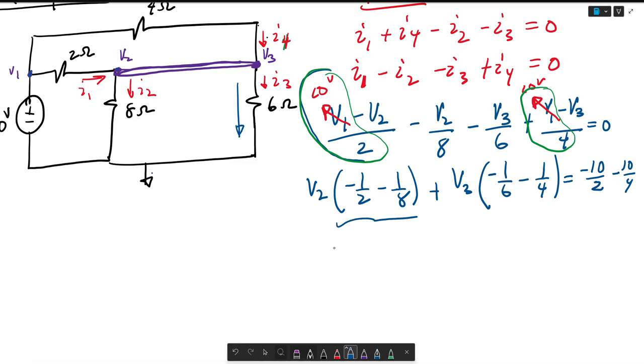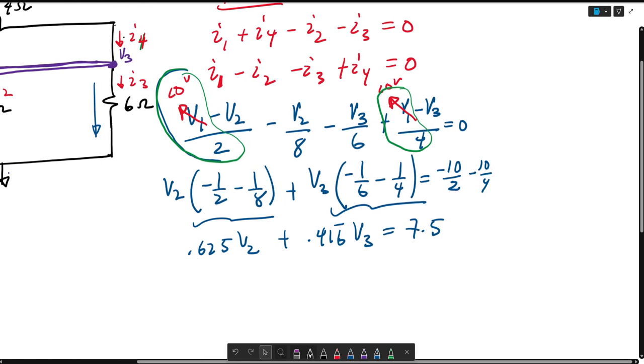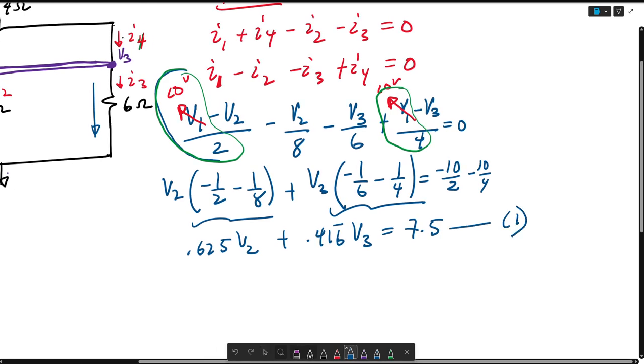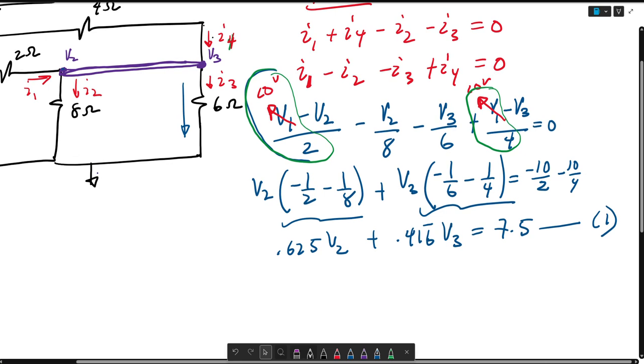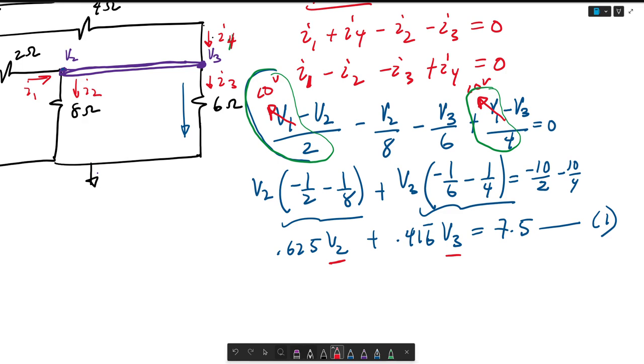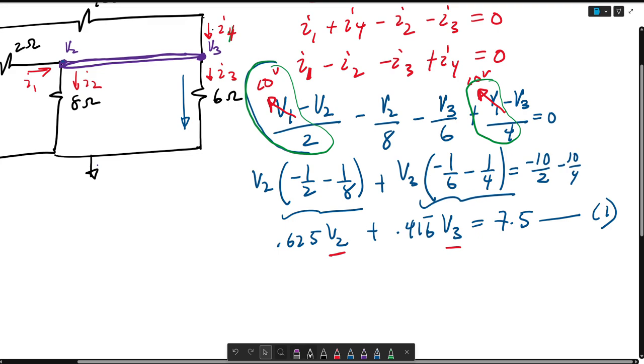So to continue, we can simplify all these equations. This in decimal is 0.625 V2, plus this in decimal is 0.416 repeating V3, is equal to 7.5. We can consider that this is our first equation. Given this, we have two unknowns, V2 and V3, and we need to find another equation to satisfy the two unknowns criteria.